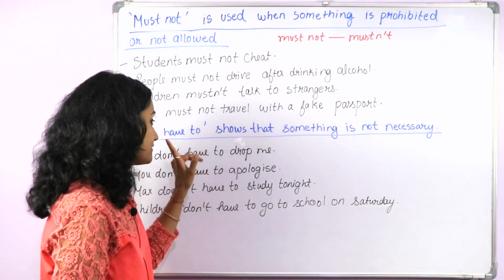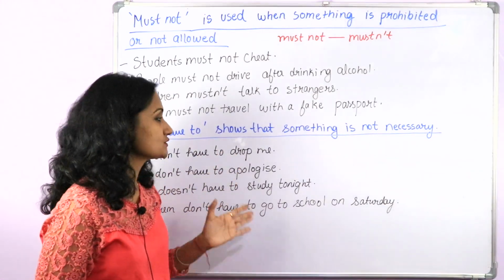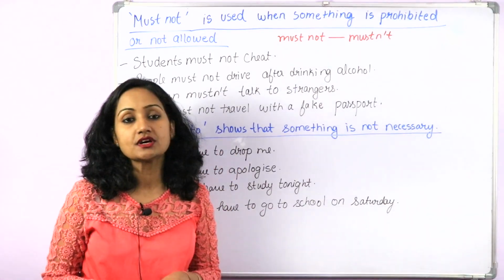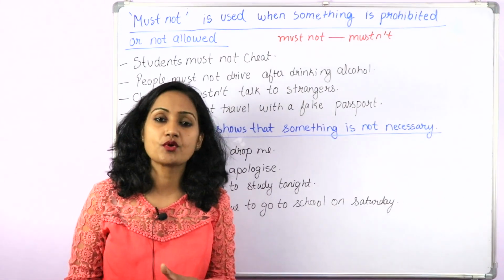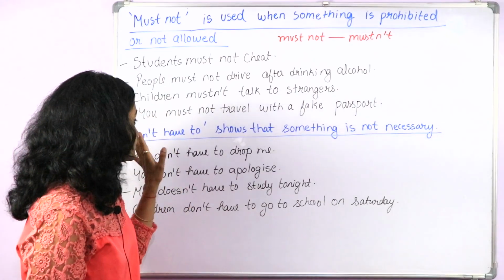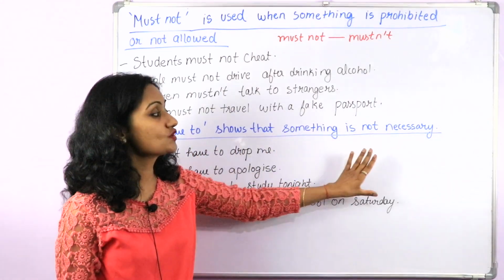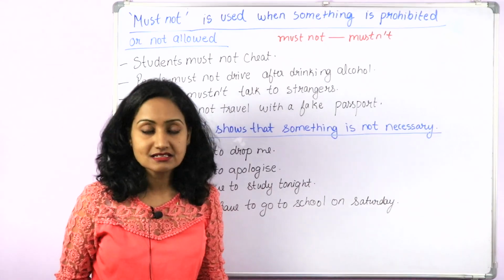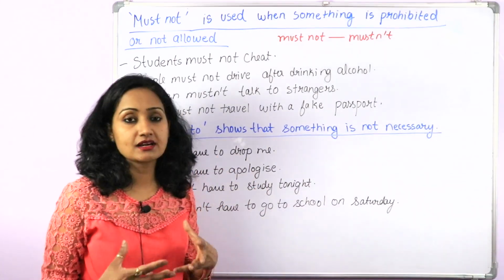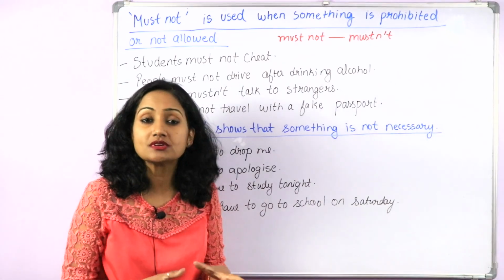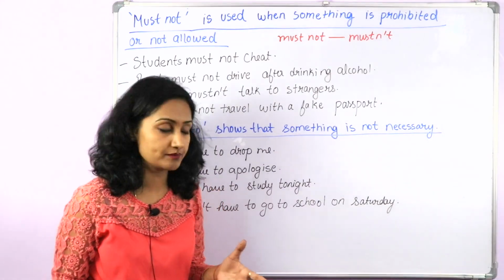Next is have to. When you need to make a negative sentence with have to, you will use don't have to or do not have to. Don't is contracted form of do not. So don't have to shows that something is not necessary, it's not needed, it's not required. You don't have to drop me. I have my car, I can go on my own. You don't need to drop me.